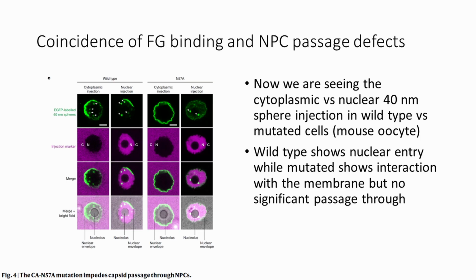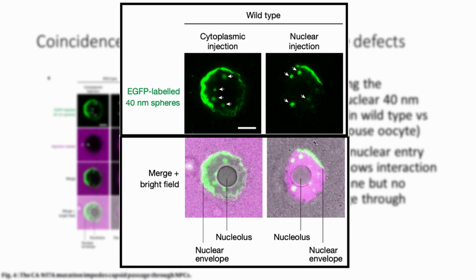Now what we have here is kind of a combination of the previous two experiments, where we have the wild type cells versus the mutated cells. One of the most exciting experiments in this paper for me. And we have this mouse oocyte model again. What we're seeing here is that the GFP labeled spheres, when injected into the cytoplasm of the wild type cells, end up in the nucleus of those cells.